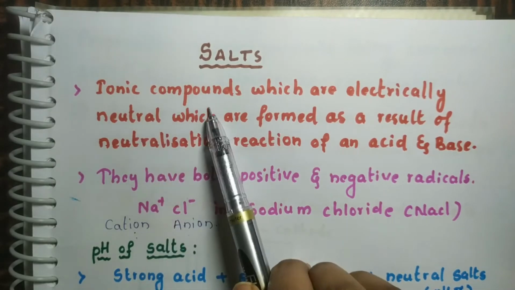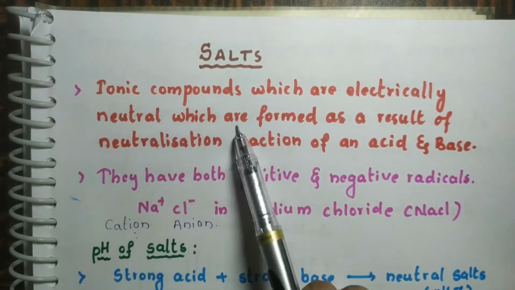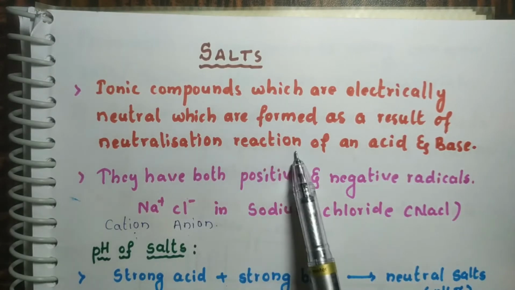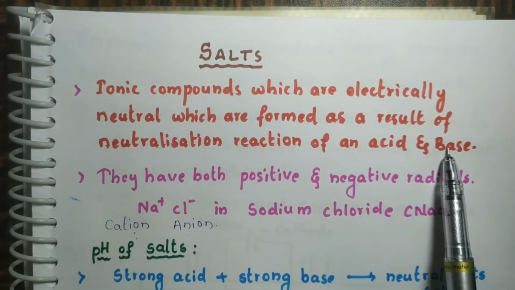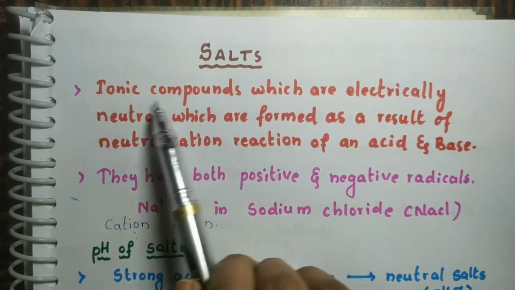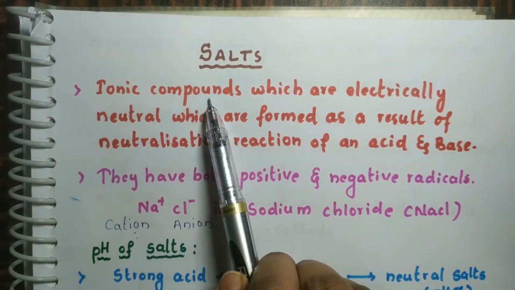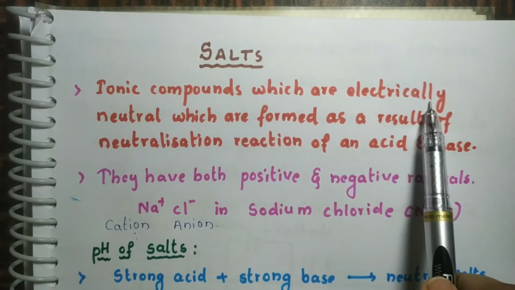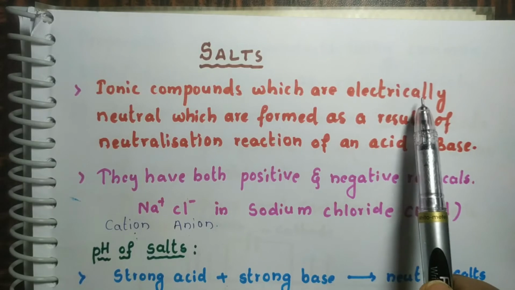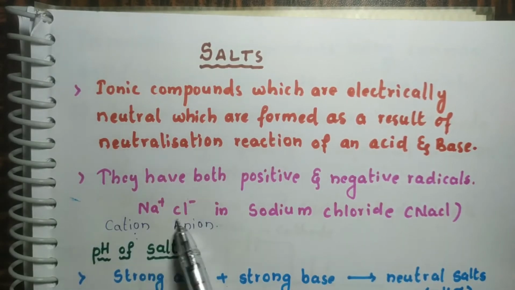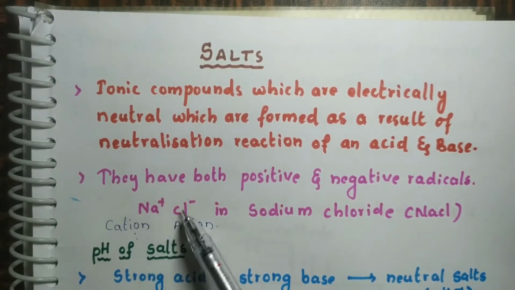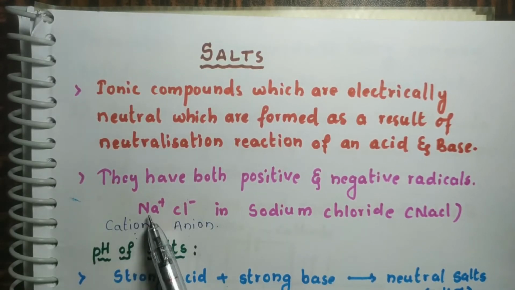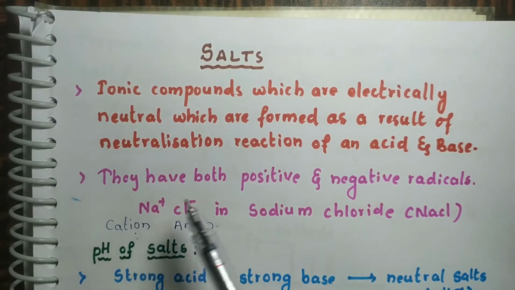Salts are ionic compounds which are electrically neutral, and are formed as a result of the neutralization reaction of an acid and a base. So what are ionic compounds? Ionic compounds are made up of ions. The salts are electrically neutral. Let us take the example of sodium chloride to understand these terms. Sodium chloride is made up of Na+ and Cl-. These are two radicals. The positively charged radical is called a cation and the negatively charged radical is called an anion.